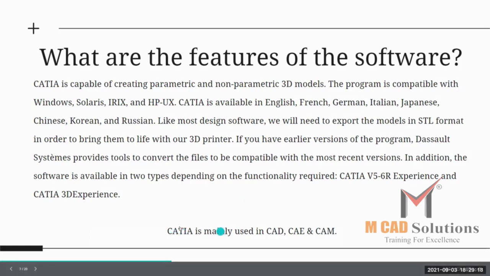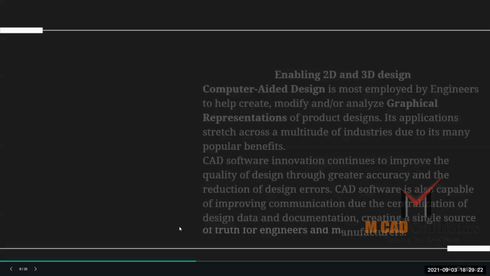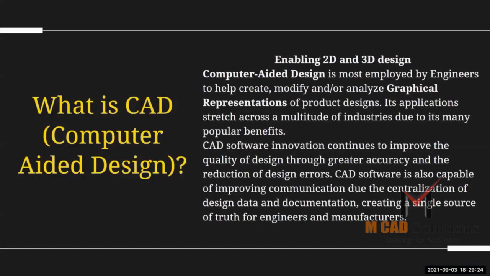CATIA is mainly used in CAD, CAM, as well as CAE. So what is CAD? Computer-aided design. Any tool which we can use for modification and creation, mainly for graphical representation of a particular model or design. So any CAD software is mainly for graphical representation and analysis. We can analyze, we can change, we can modify, we can create the parts.